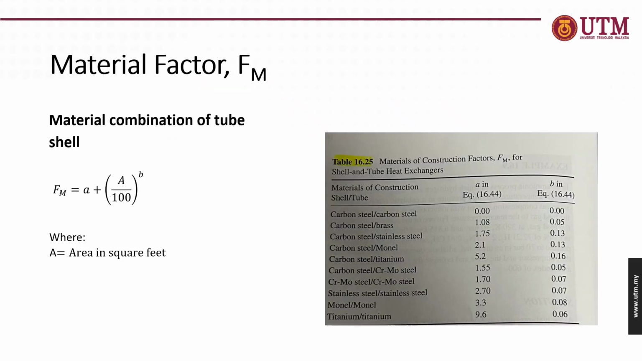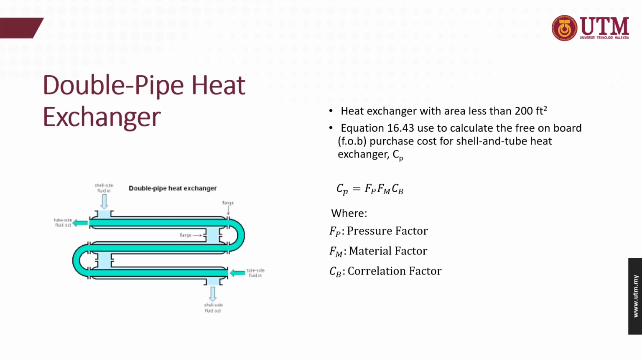For the material factor FM, this is the formula to calculate where A is the area in square feet. So we need to know the materials of construction shell or tube, and we can know the A and B to put it in the formula to get the material factor. Then we move to the double pipe heat exchanger, whereas the area should be less than 200 square feet, and the equation had been used to calculate the free onboard purchase cost for double pipe heat exchanger CP.